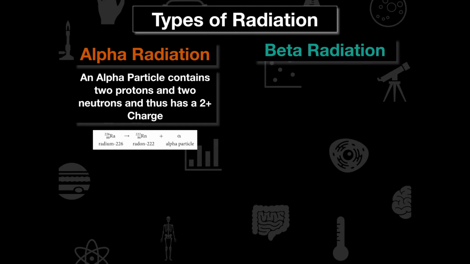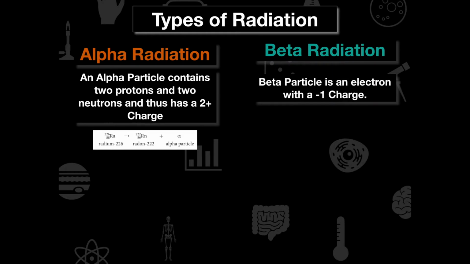Now, beta radiation is a little bit different. Beta radiation is simply the ejection of an electron with a -1 charge. So in this case, we're going from carbon-14 to nitrogen-14, and we're releasing a beta particle.